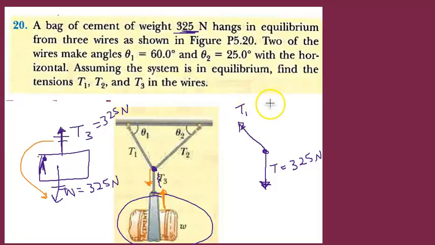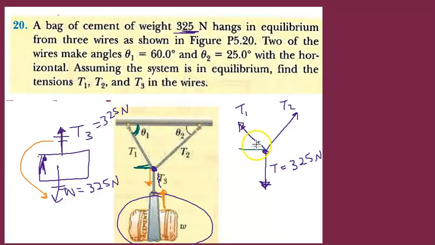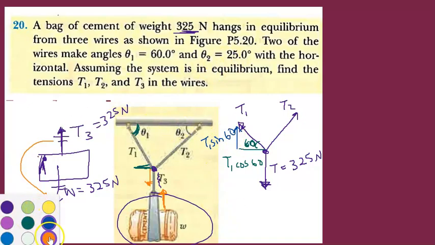We are looking for T1, that's crooked, we're going to have to break it down. We are looking for T2, that's crooked, we're going to have to break that one down too. Okay, and then theta 1 is 60 by alternative interior angles. If that was 60, this is also 60. So this is T1 cos 60 and T1 sine 60. And then I tell you theta 2 is 25.